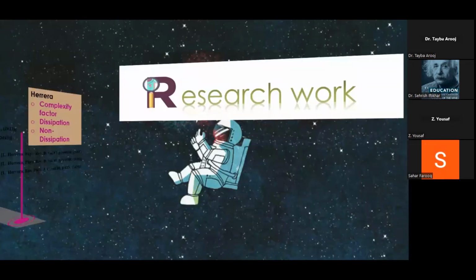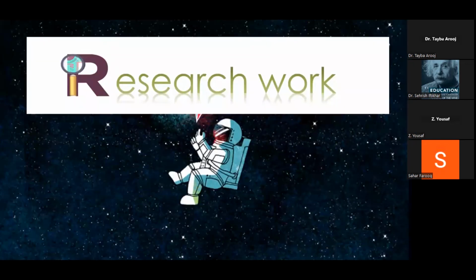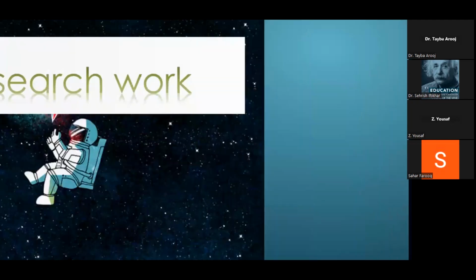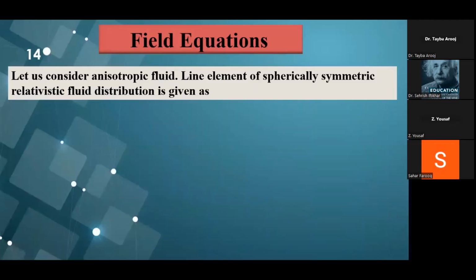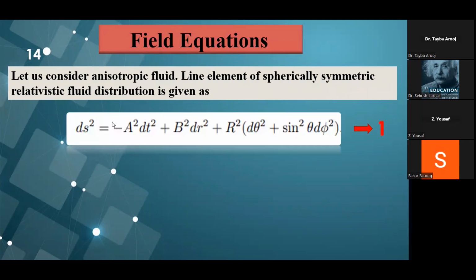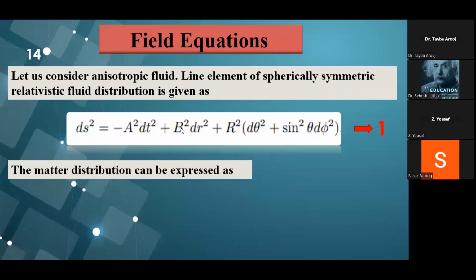So what is our research work? First of all, I will take a line element. Let us consider an isotropic fluid. The line element of the spherically symmetric relativistic fluid distribution is given over here, in which A, B, and R are the metric coefficients. A square, B square, and R square are assumed to be positive. And ds square is the metric, which can be positive, negative, or equal to 0. Here I assume that ds square is greater than 0.